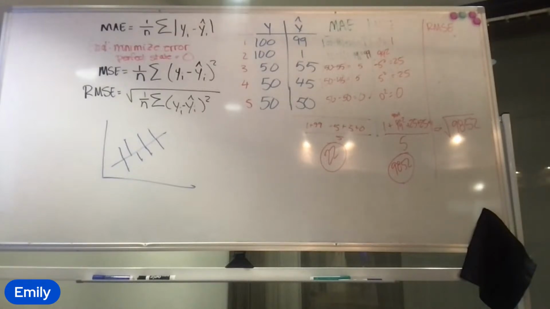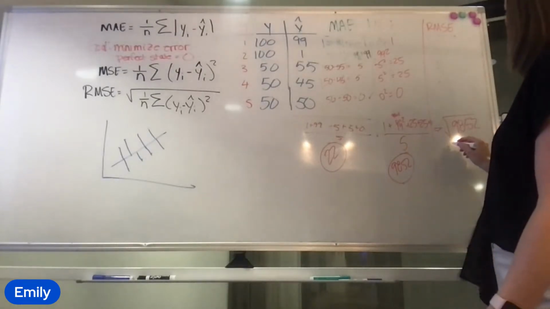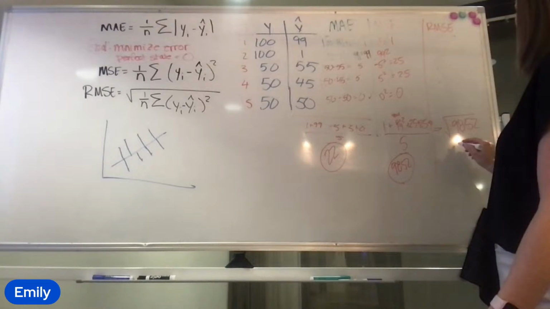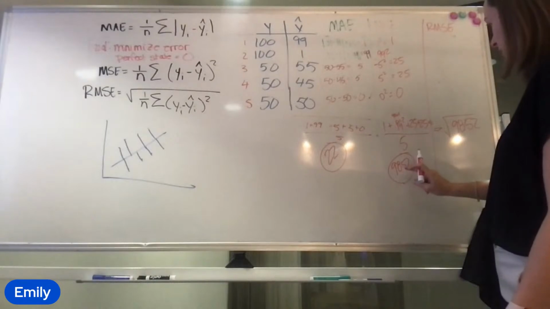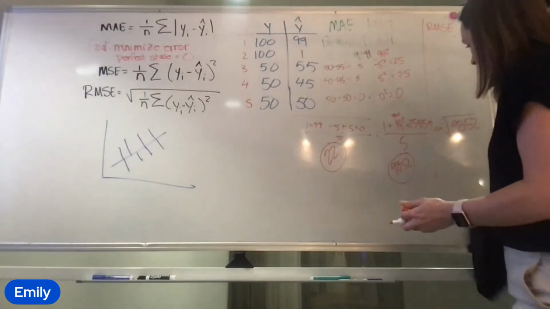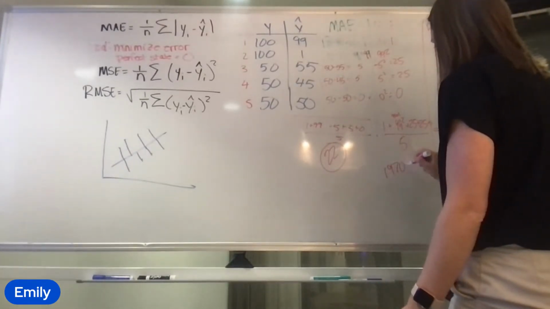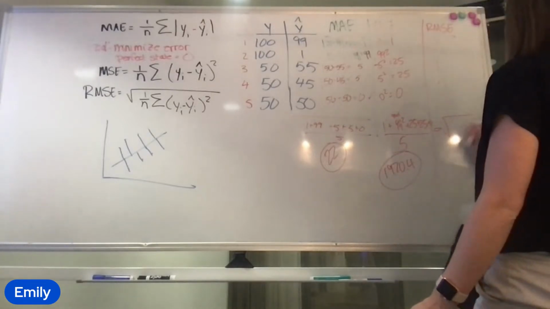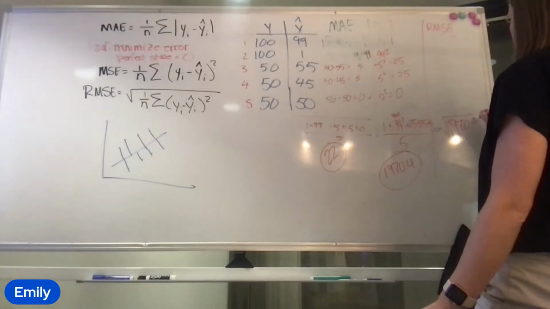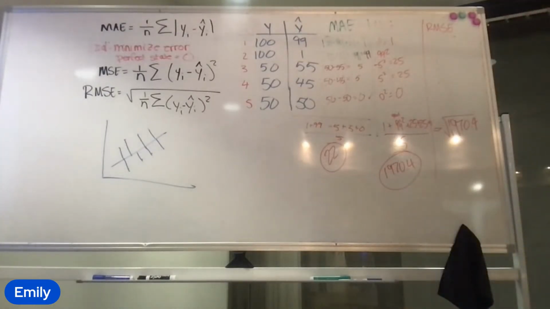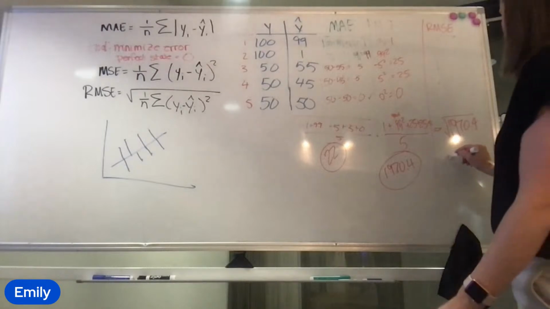$99. Aren't you supposed to divide it by 5 first and then square root? You are right. 9852 divided by 5 is 1970.4. Thank you. I should have done that on this other one. 1970.4. Thank you. And this should be 1970.4. I thought 99 sounded very incorrect. All right, square root of 1970.4. 44.38. Excellent. All right, 44.38.